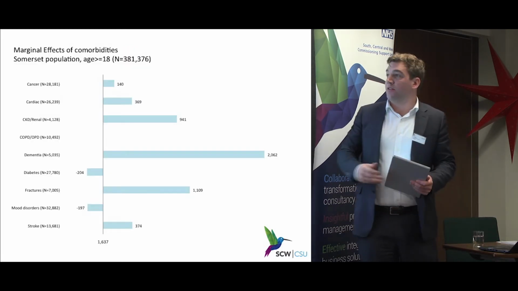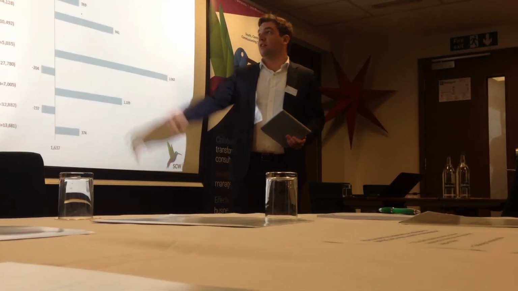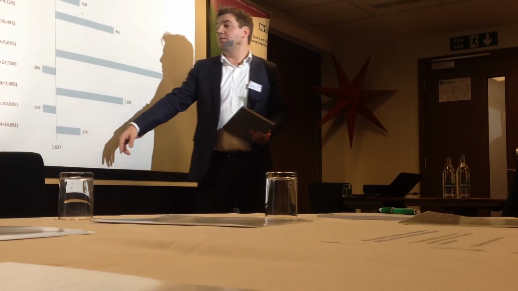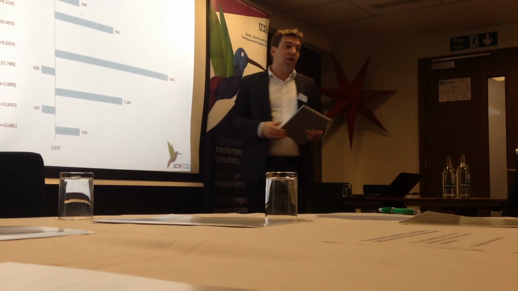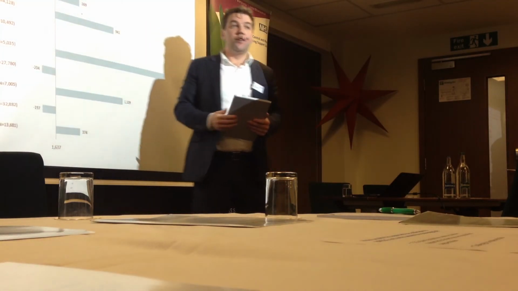So this is the most relevant. These are the marginal effects of different long-term conditions. So again, you've got the adult population and the average cost. And you can see here dementia. The average dementia patient costs about £2,000 more than the average member of the adult population, and there's about 5,000 of them in the population.